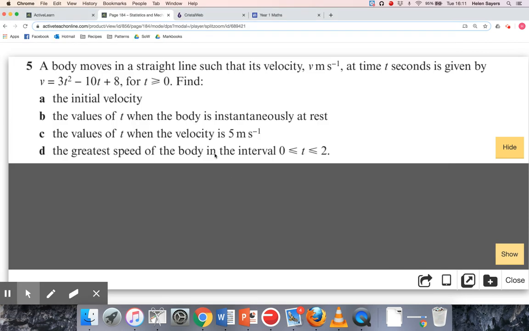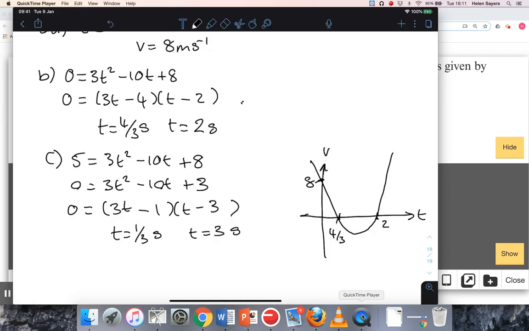It's actually quite important that they've asked for the greatest speed between 0 and 2. Because if they'd asked for the greatest velocity, going back to the graph, it would have been 8. But if they're asking for the greatest speed, that's going to include a negative velocity, which is going to be the magnitude. So we're only looking between 0 and 2, so we're only looking at this part of the graph. So the greatest speed is either going to be 8 or it's going to be the magnitude of the velocity here. So it really just depends on what the vertex is. So let's get the vertex.